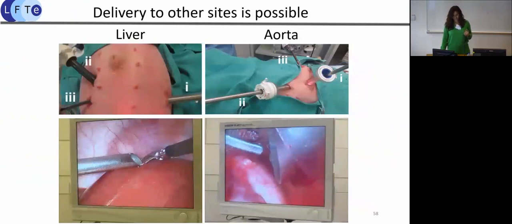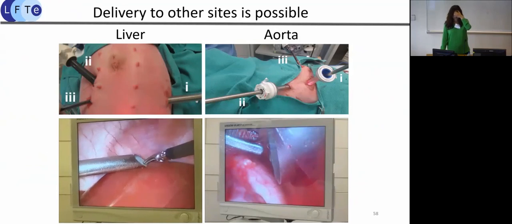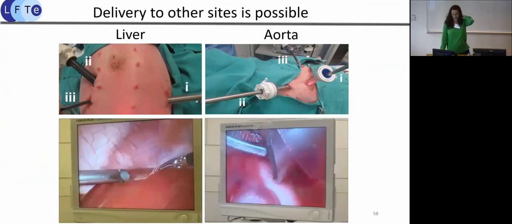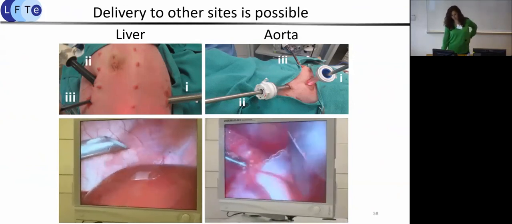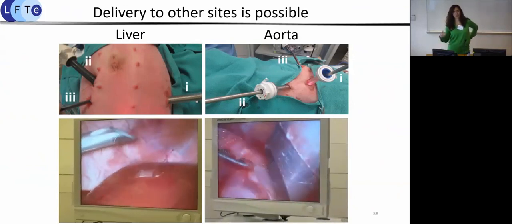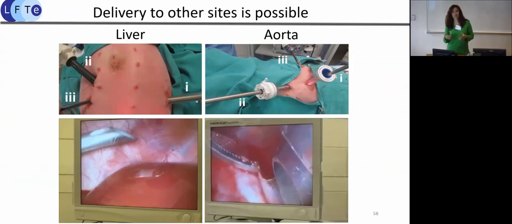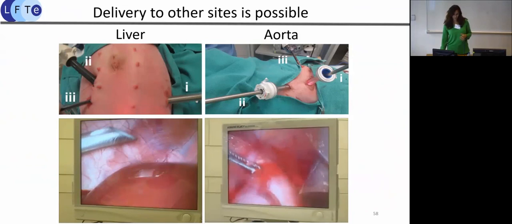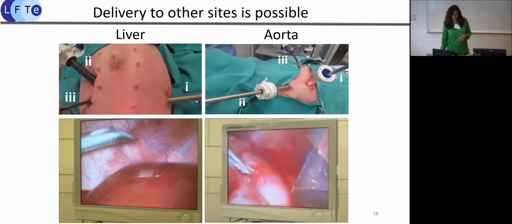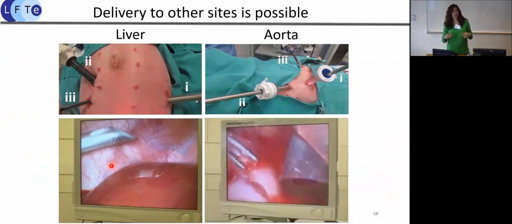We were able to develop a procedure to inject on top of the liver and as well to inject around the aorta. Because there is very little space for injection on the liver, they actually had to inflate the belly a little bit by application of CO2. That's why the belly looks quite inflated here in this picture, and then that provided enough space for the tools to come in.